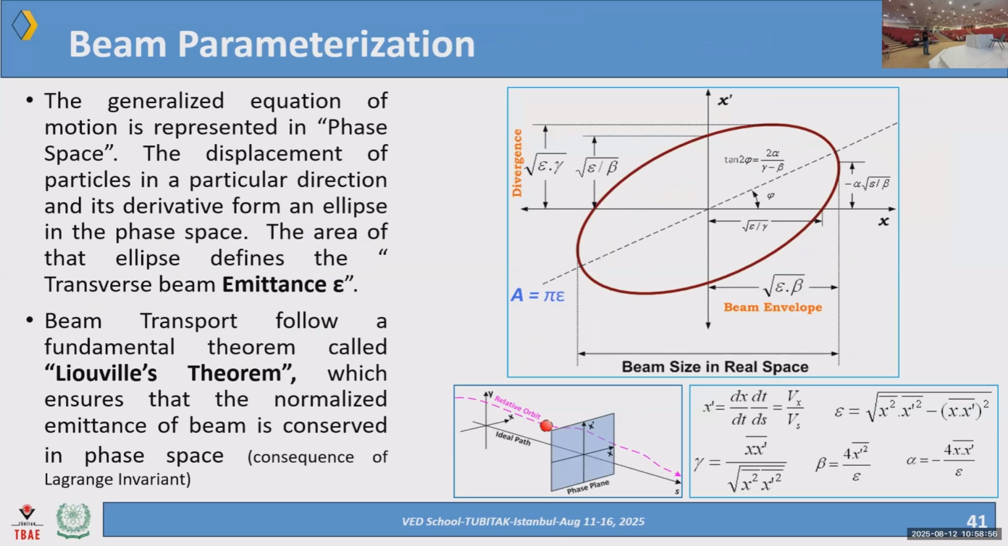I assume that you are familiar with some statistics. Shape of the envelope is changing. Yes, it's changing. But area is fixed. Area is fixed. Yes, I will discuss the theorem in the next slide. Liouville's theorem, yes. These are the statistical definitions.